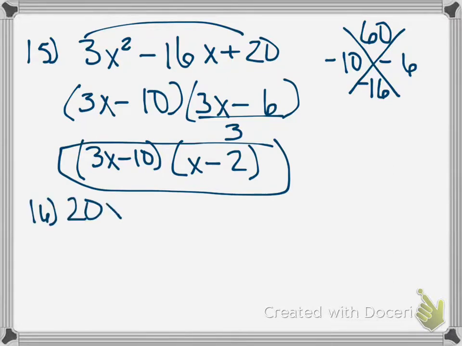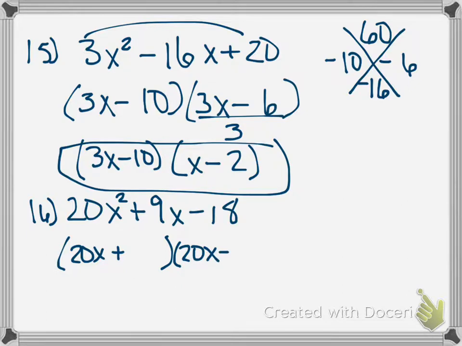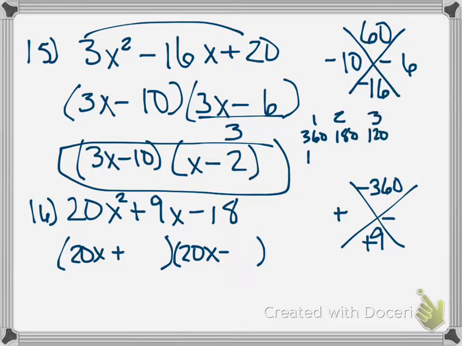Okay, for number 16, here I would do this, 20x squared, 20 times 18 was negative 360. And I'm looking for 2 numbers that multiply to give me negative 360, but would subtract to give me a 9. And it's going to be plus minus. I kind of was dancing around with some numbers, but somebody was already telling me in my class that it was 15, so I tried 15 and it ended up being 24. And that works because 24 minus 15 is 9. So 24, 15.